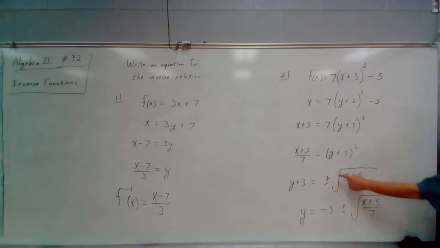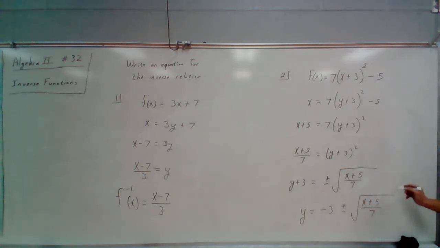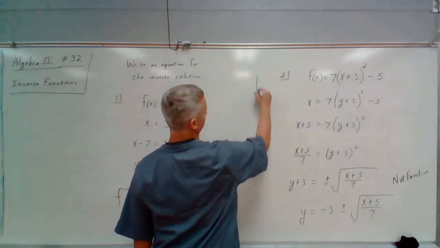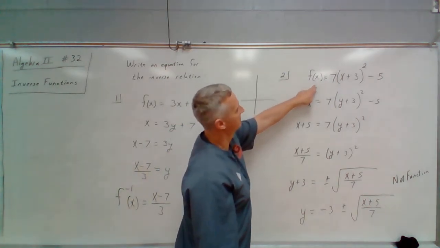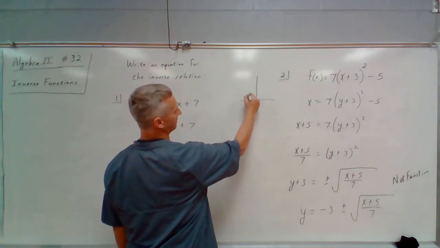All right, notice that if I plug in some number for x and work all this out, I'll get two solutions, right? I got two solutions right here. So if you plug in a number for x and your equation spits out two answers, then you know it's not a function. So this is not a function. I get two answers, so it's not a function. And you can think about that because the original was a parabola. This original function was a parabola. Its vertex was at negative 3, negative 5.